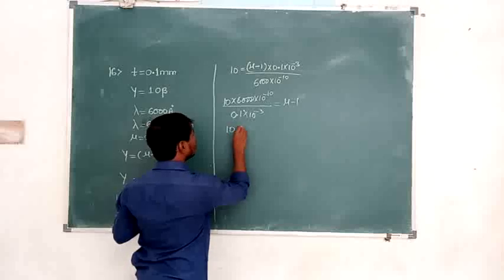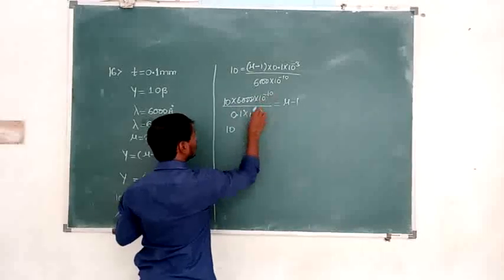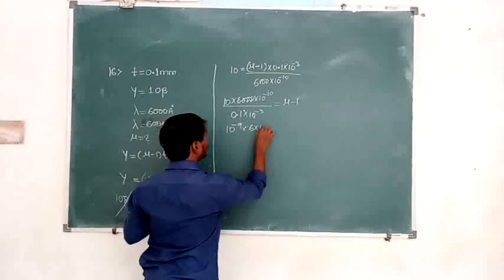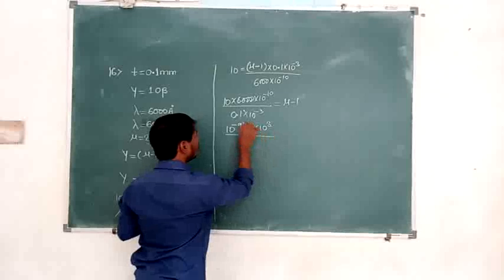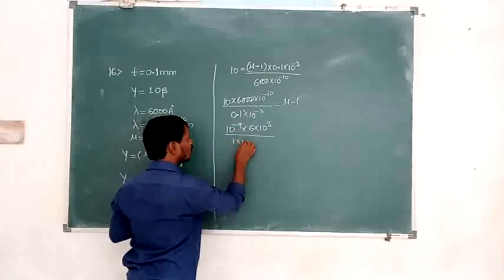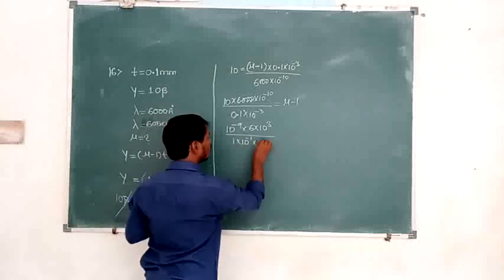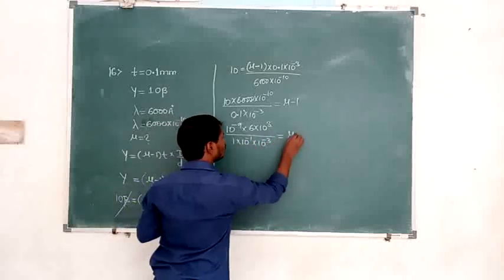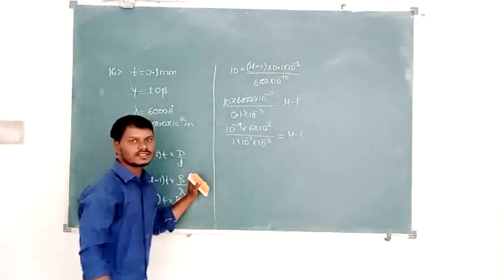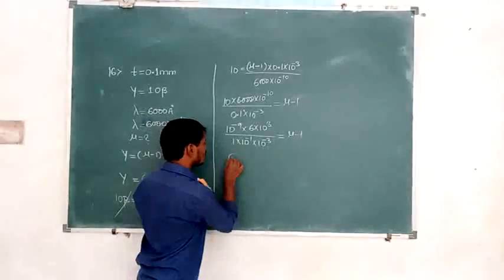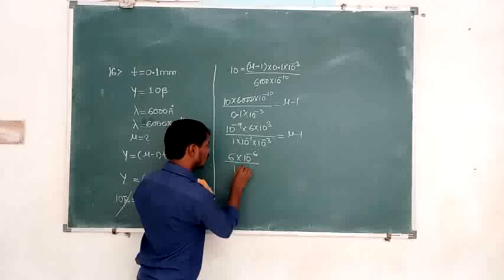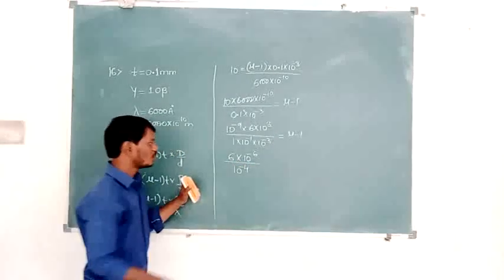That is 10 into 10 to the power of minus 10, that is 10 to the power of minus 9. It is 6 into 10 to the power of plus 3. Then I will displace the decimal point after one digit in the right direction, that is 1 into 10 to the power of minus 1 into 10 to the power of minus 3, equal to mu minus 1. So 10 raised to minus 9 into 10 raised to 3 is 10 raised to minus 6. 6 into 10 to the power of minus 6 divided by 10 to the power of minus 4.